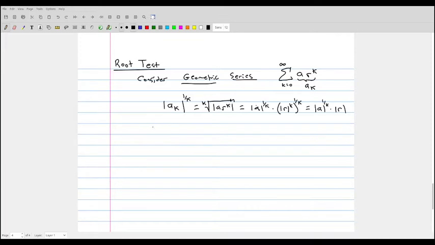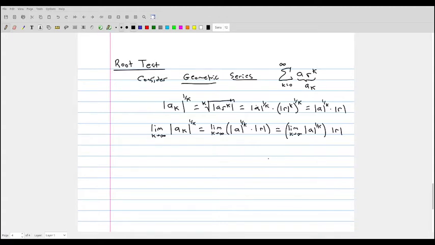And if we consider the limit as k goes to infinity of this kth root of the absolute value of the kth term of this series, this then is the same thing as the limit as k goes to infinity of the absolute value of a to the 1 over k times the absolute value of r, or the limit as k goes to infinity of a to the 1 over k, and that r comes out of the limit because it's a constant in the limit, times the absolute value of r.